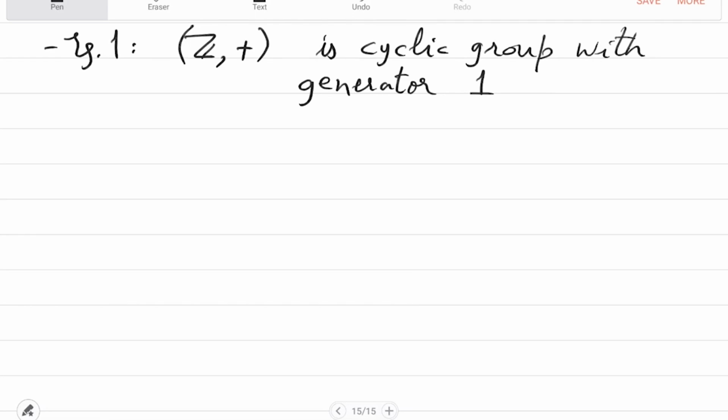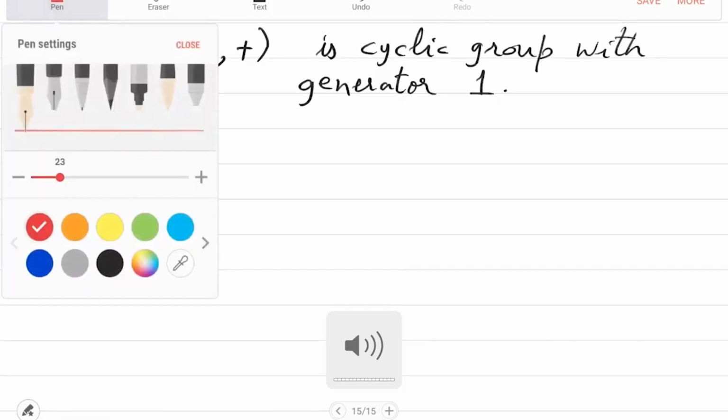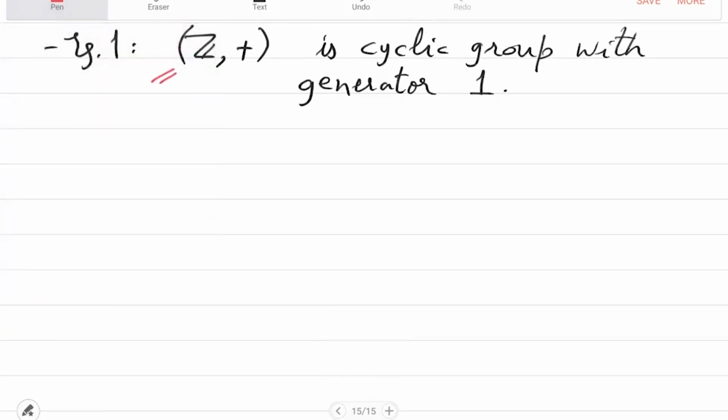So the identity element here is the generator. And the way it generates is -1, 1, and then use the addition operation again and again.